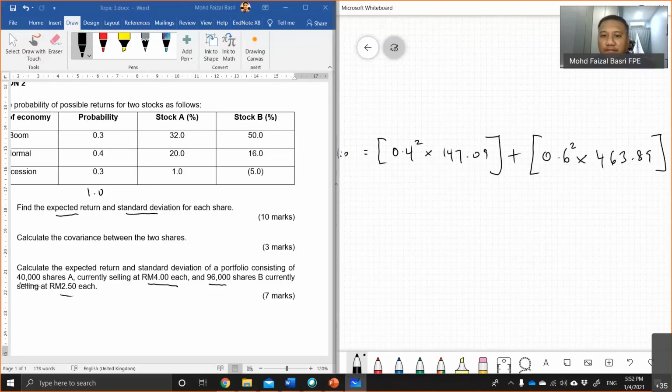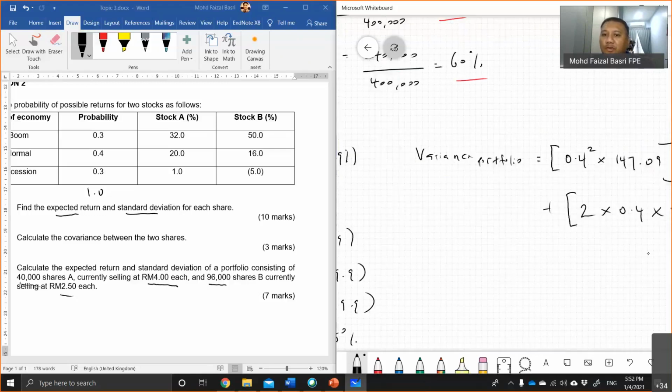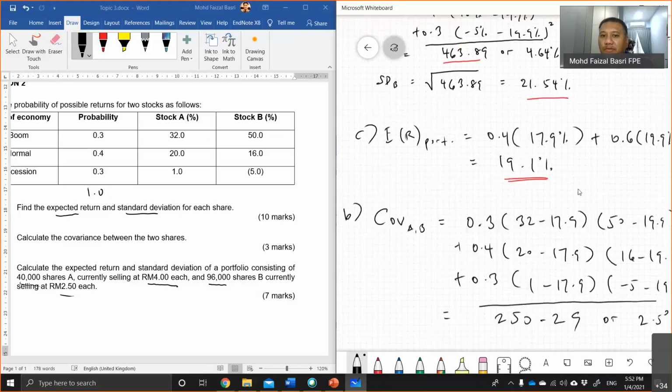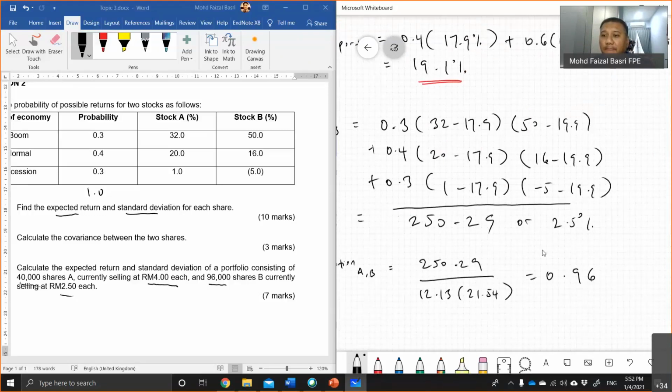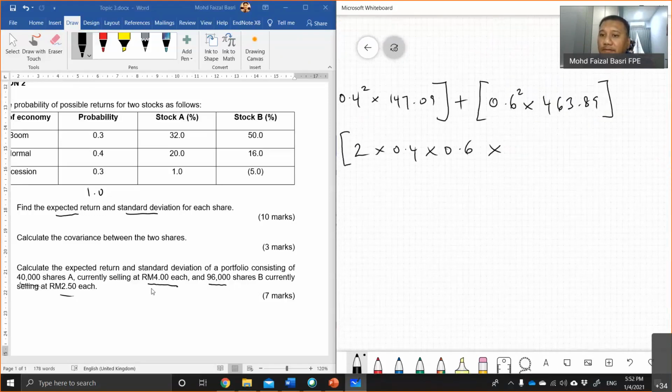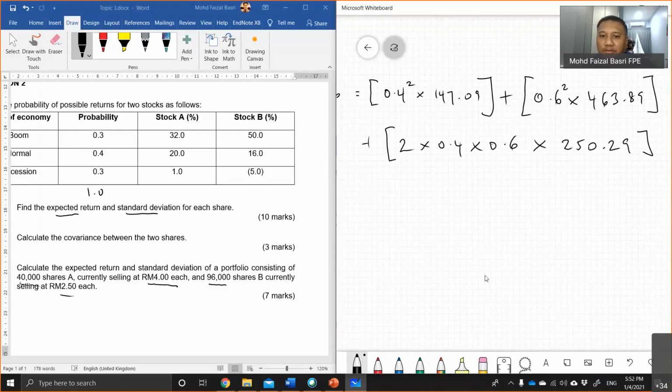And we have the final part, which, remember, starts with 2, multiply with the first weight, 0.4, multiply with the second weight, 0.6, and multiply with the covariance. Our covariance was 250.29. So that completes our formula. Can you please help me to find the answer for this?